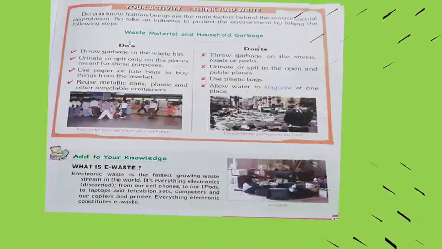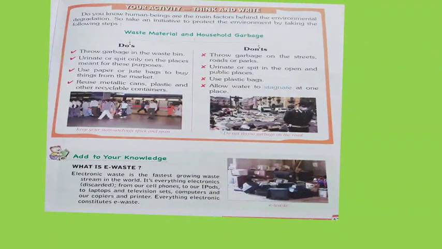Now, this is the activity given in your book, and in this it is given what things you have to do and what things you don't have to do with the waste material and household garbage. Like do's we will see first. Throw garbage in the waste bin. Urinate or spit only on the places meant for this purpose. Use paper or jute bags to buy things from the market. Reuse metallic cans, plastics and other recycled containers. So these are the do's which we have to do with the waste materials and household garbage.